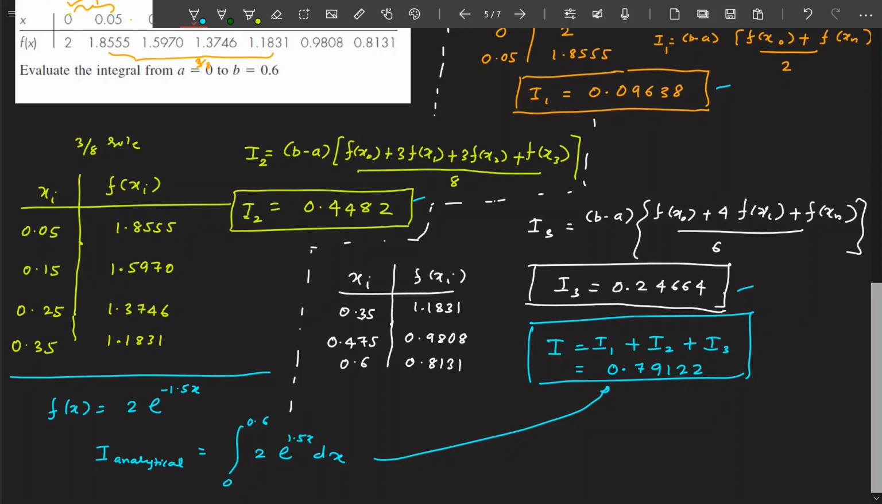In fact, the exact value I just calculated, the exact analytical value that you will be getting, is 0.79124, and you can see how close this is to this value.